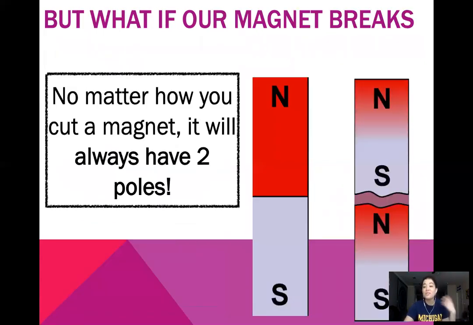All right, so what if our magnet breaks? No matter what, that magnet is still going to have two poles. So if I took this magnet right here and we split it down the middle, we would get two new magnets and each would have a north pole and a south pole. Kind of crazy, right?